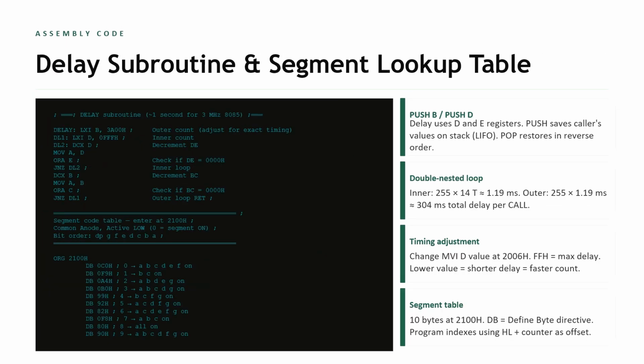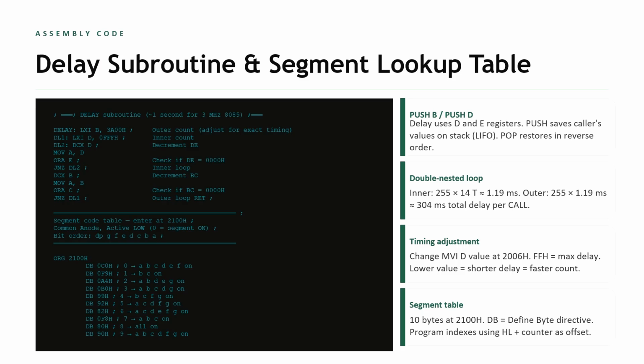The delay subroutine begins at 2050H. First push B and push D, saving the current values of registers B, C, D, and E onto the stack. This is essential because the delay uses these registers internally. If we did not save them, we would corrupt the digit counter in C.